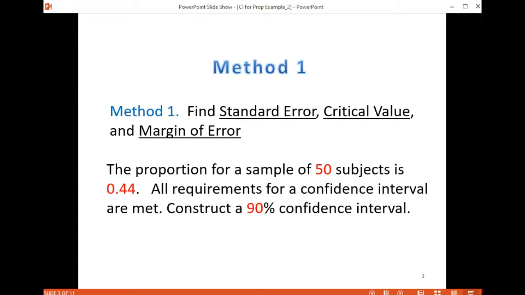The problem states that the proportion for a sample of 50, so n equals 50, we wrote that down. P hat is equal to 0.44, and construct a 90% confidence interval. So 90% or 0.9 is equal to 1 minus alpha. So write that down, 1 minus alpha. Okay, continuing, this method can be done in 6 steps.